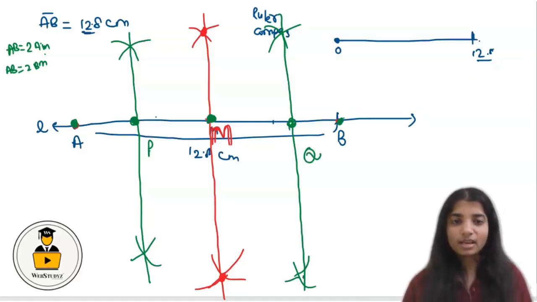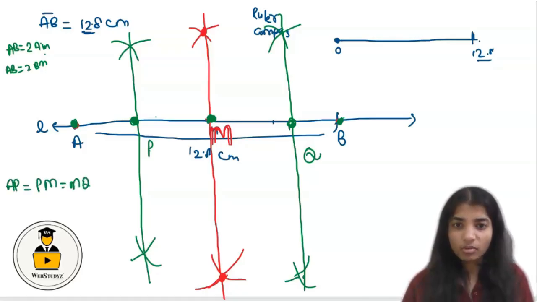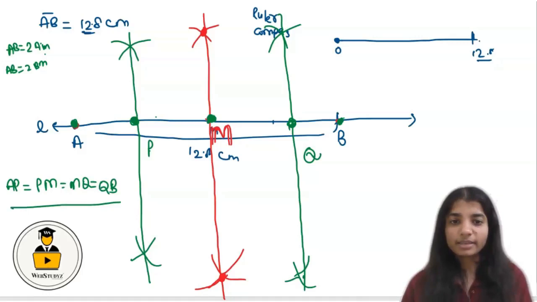So we can say that now our line segment AB is divided into 4 equal parts. That is, AP is equal to PM is equal to MQ is equal to QB. So this is how we constructed the line. We have divided the line segment into 4 equal parts using the ruler and compass. So students, in order to solve this problem, we use the basic concept of practical geometry. I hope you understood the concept well.